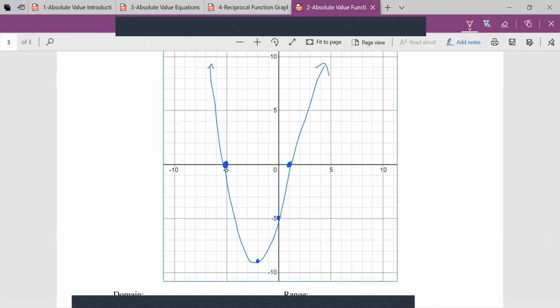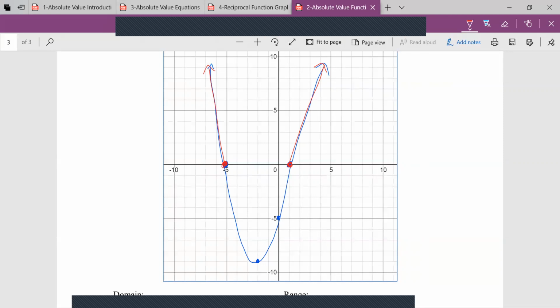Here's what I'm going to say. Where was the original graph positive? Where did it have an output that was greater than or equal to 0? Well, I look at my x-intercepts like that. And right there it was positive. Right there it was positive like that.